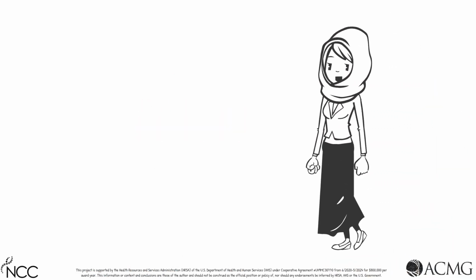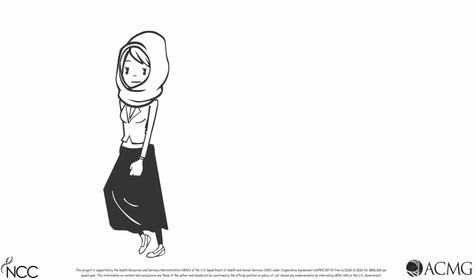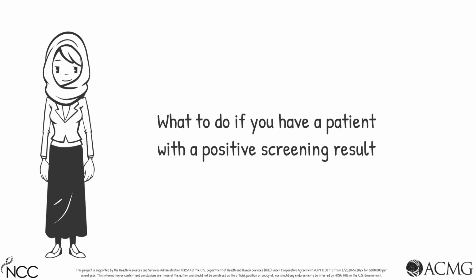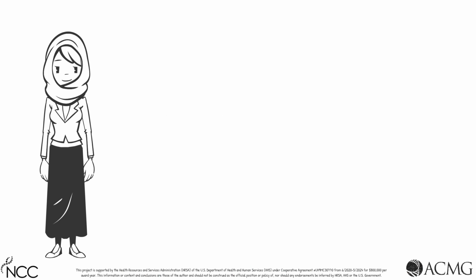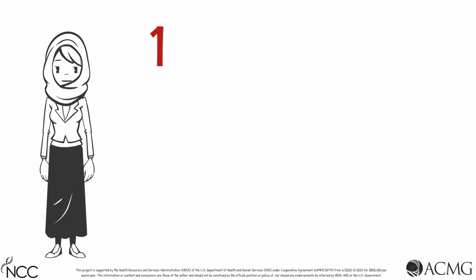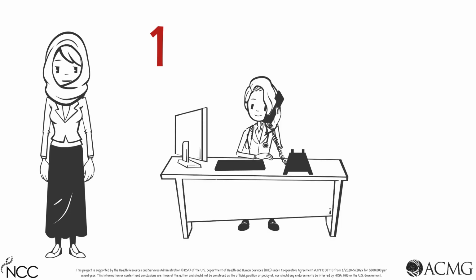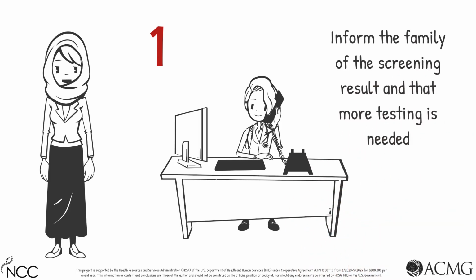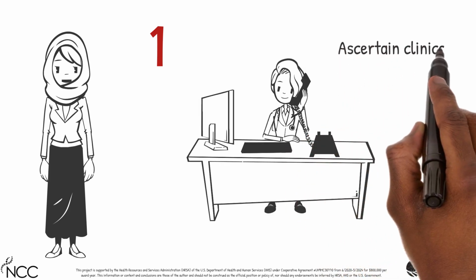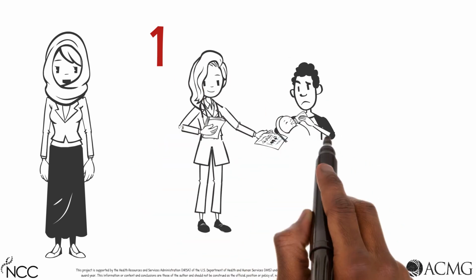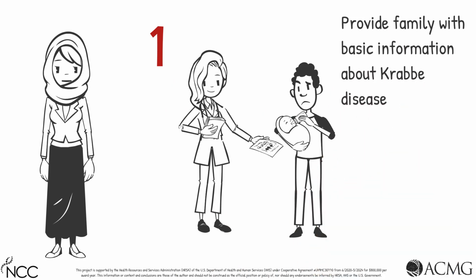Now that you have an understanding of what Krabbe disease is, let's talk about what to do if you have a patient screened positive for Krabbe disease during newborn screening. You will need to take the following actions. First, contact the family and do the following. Inform them of the newborn screening result and that more testing is needed to determine if their child does or does not have the disease. Ascertain clinical status. No clinical signs are expected in the neonatal period. Provide the family with basic information about Krabbe disease.